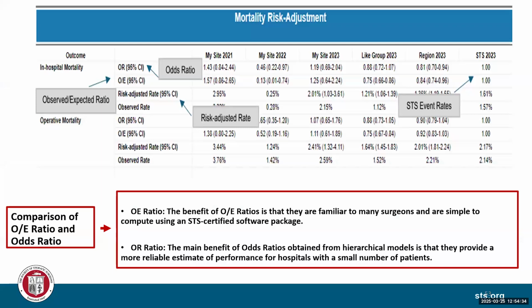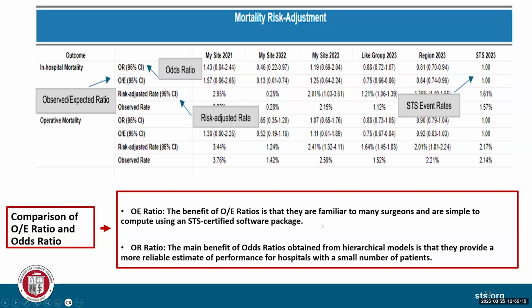So when you look at your risk adjustment for mortality, you can see that you have an odds ratio, but you also have an OE, which is an observed versus expected ratio. And you have a risk-adjusted rate too, and you have an STS event rate. So what's the difference between an OE and an OR? Well, there are slight differences. The OE ratio, a lot of surgeons are familiar with that.